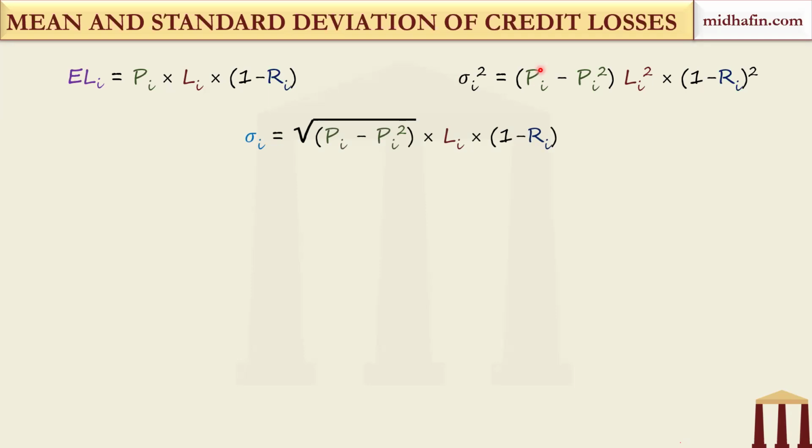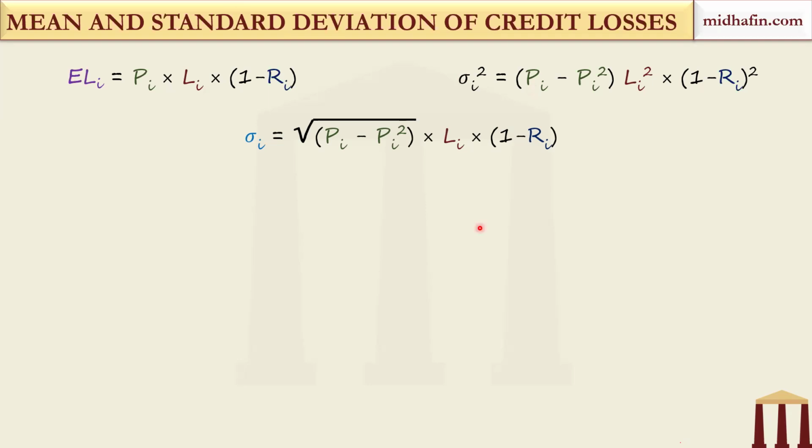Now, as I told you, if you assume that the probability of default for all the loans, all the credits, is the same. Again, the assumption is quite strong in general.